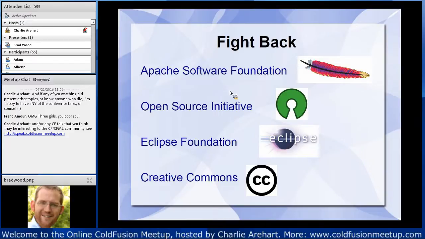Actually, I think they have their own Eclipse license now that I think about it. They maintain the Eclipse IDE. They also maintain, interestingly enough, the Java Git libraries that I use in CommandBox. Whenever I find a bug, I always go to their ticket tracking system. There's Creative Commons. They have their own license.